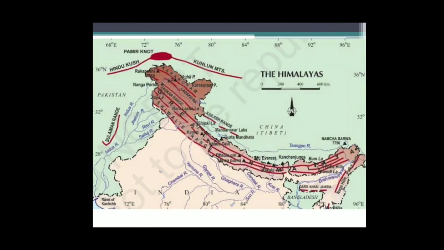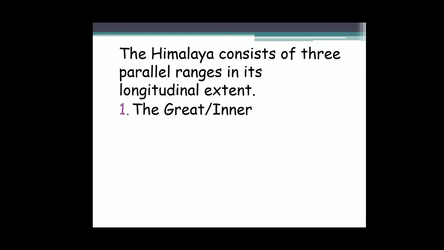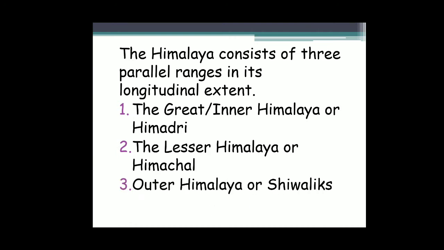When we see this picture, the brown color demarcates the northern Himalaya. There are different ranges, and we are going to discuss them. The Himalaya consists of three parallel ranges in its longitudinal extent. These are the Greater or Inner Himalaya, also known as Himadri, the Lesser Himalaya or Himachal, and the Outer Himalaya or Shivalik. Now we are going to discuss the features of all these three parallel ranges.